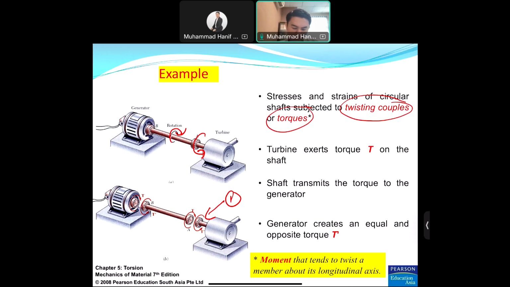We have a couple, and then the second statement here, the turbine exerts a torque T on the shaft. As I mentioned, the torque, the load, will be transferred along the shaft, the rod. Number 3, the shaft transmits the torque to the generator to create an equal and opposite torque, T. And the moment tends to twist a member about its longitudinal axis. So the moment in this case tends to twist about the longitudinal axis.